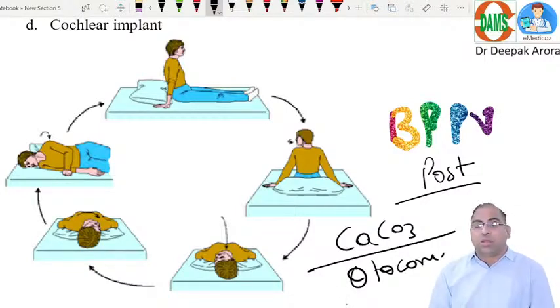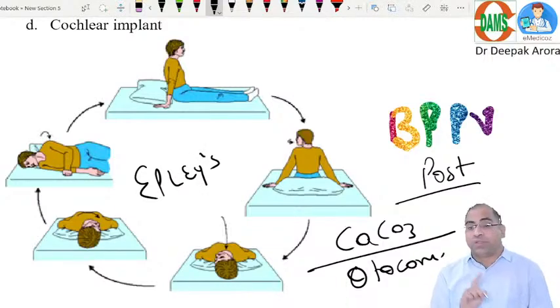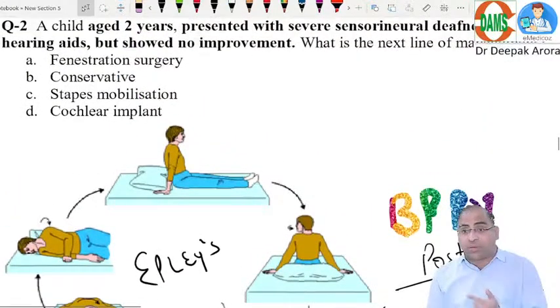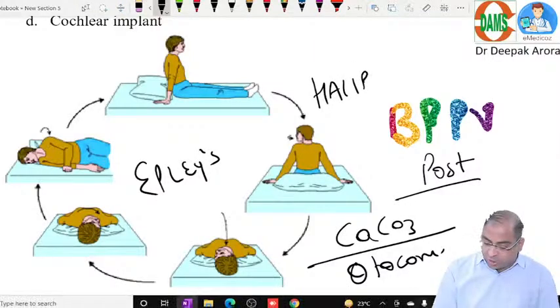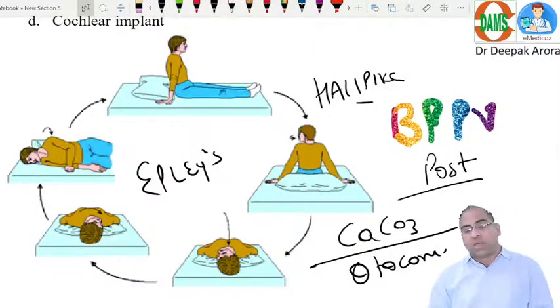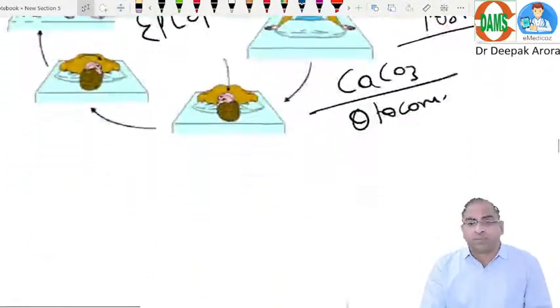Otoconia. What is the treatment? Treatment is Epley's maneuver. If the examiner asks you the diagnostic maneuver, diagnostic will be Hallpike. Just remember, what is Hallpike? The first 3 steps of Epley's. If the examiner asks you the treatment, it will be Epley's. Very simple, very straightforward.